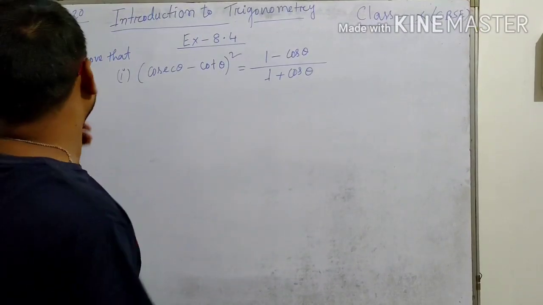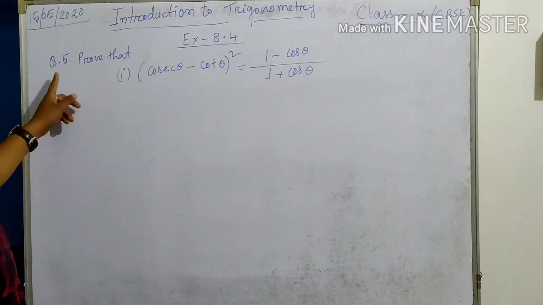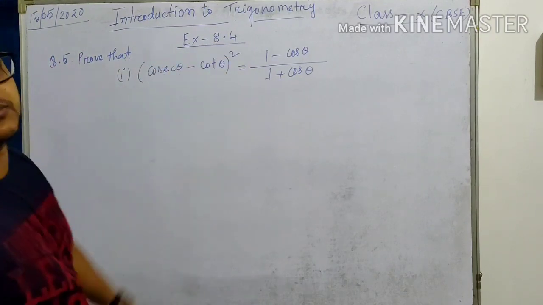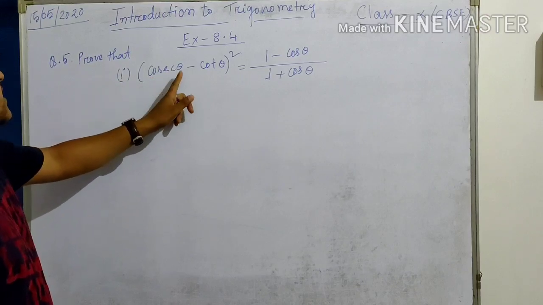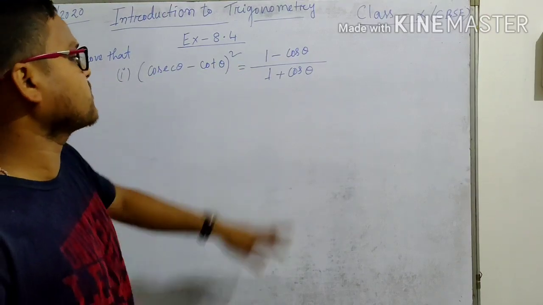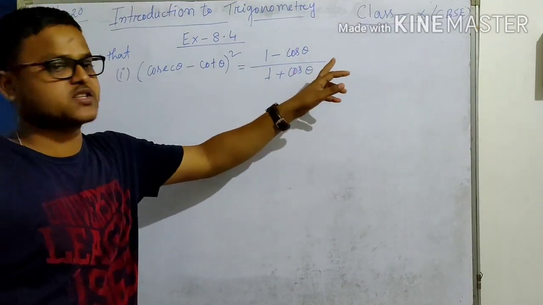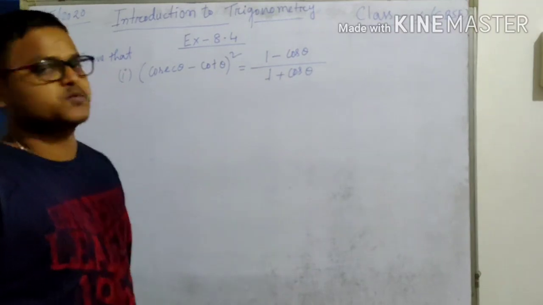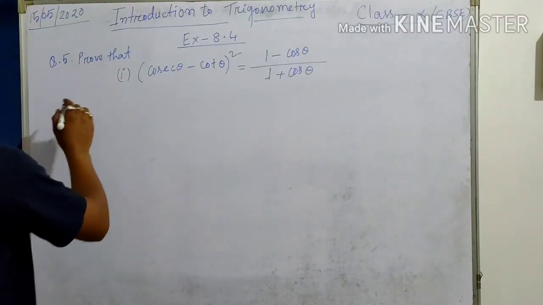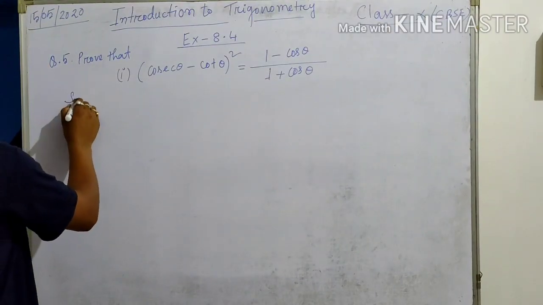I will take the first question, that is question number 5 from exercise 8.4. Prove that (cosec theta minus cot theta) whole square is equal to (1 minus cos theta) divided by (1 plus cos theta). So you have to prove this. I will continue with the solution part.